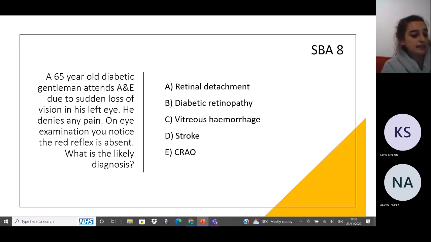So next SBA, a 65-year-old diabetic gentleman attends A&E due to a sudden loss of vision in his left eye. He denies any pain. On examination, you notice that the red reflex is absent. What is the most likely diagnosis? Is that most likely to be a retinal detachment, diabetic retinopathy, a vitreous hemorrhage, a stroke, or a CRAO?